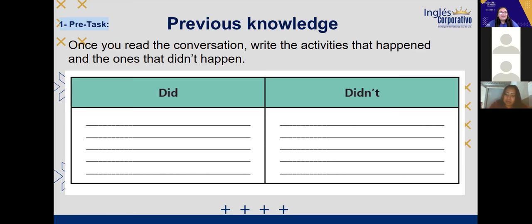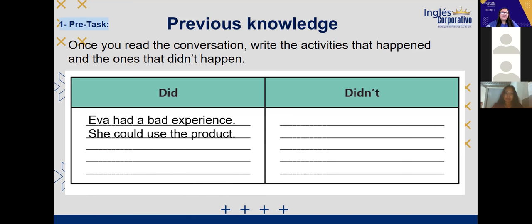In affirmative, the verbs have to be in the past form. We can't use the auxiliary. The auxiliary only serves us for the negative. Okay. She called another agent. Well, she had a bad experience. That's one sentence as well. That's why she called another agent. So at first, she could use the product.